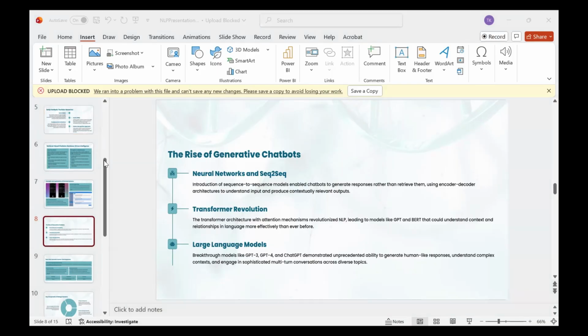I'm going to explain how chatbots become smarter over time. First, neural networks help chatbots start generating replies instead of using fixed ones. Then transformer models like GPT and BERT made them understand words and context much better. Finally, large language models like ChatGPT can now talk naturally, understand complex topics, and give human-like answers with the help of new models like GPT-3 and GPT-4. Next slide, please.